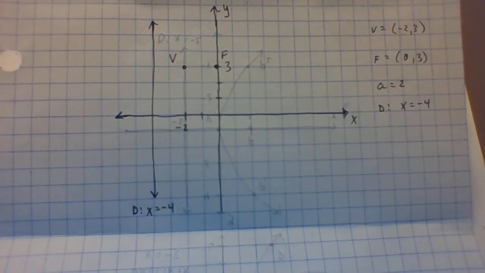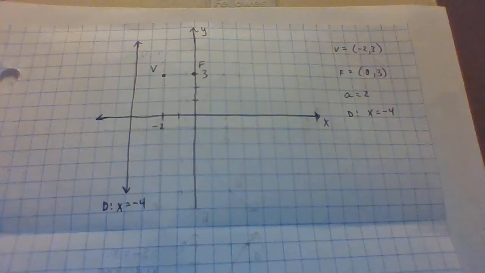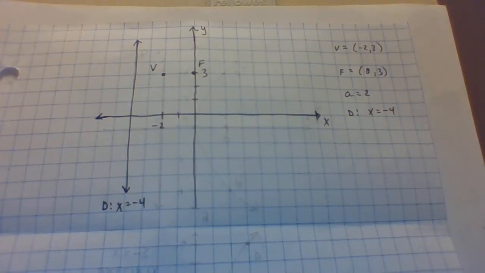I went ahead and sketched our directrix on our graph at the line x equals -4. Now, in order to finish drawing our graph, we're still going to need to get a couple more points so that we can draw our parabola. So let's go ahead and start taking a look at the equation and some of the components that we have to work with.